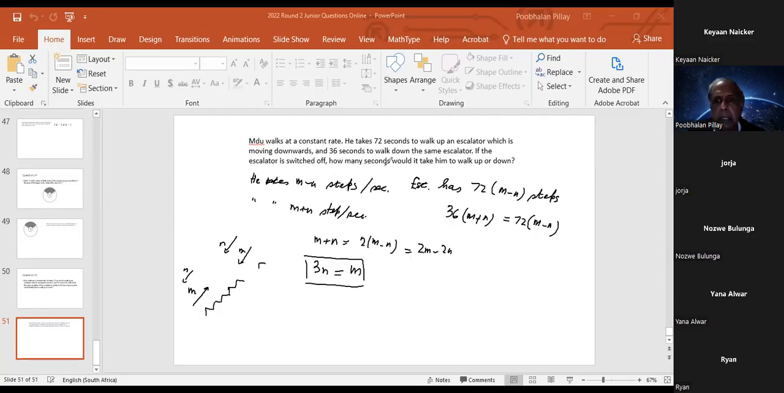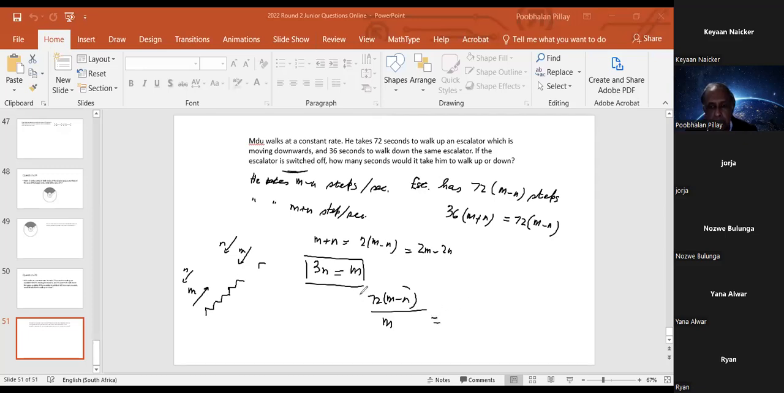Right. So the question is now, how many seconds would it take him to walk up or down if the escalator is switched off? So now he's not fighting the escalator, right? So it covers m steps per second. And we know that the total number of steps that the escalator has got is 72 into m minus n. This is the total number of steps he has to climb up. He's taking m steps per second, and you want to know how long it will take. So you have to divide, because you got so many steps altogether, and you can do m steps in 1 second. If you want to see the time it takes, you just have to divide.